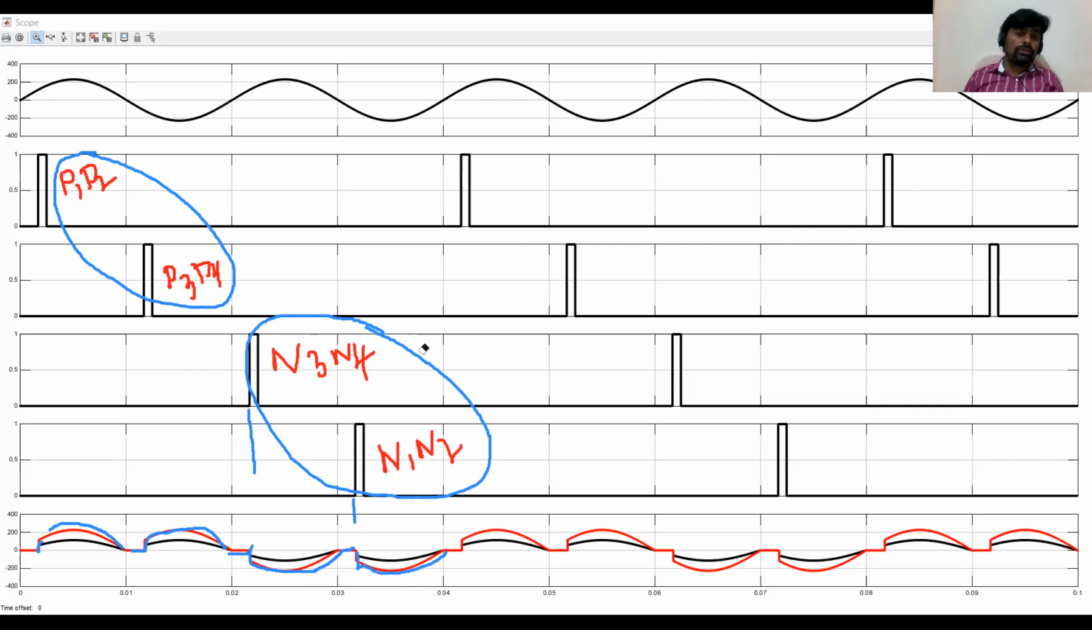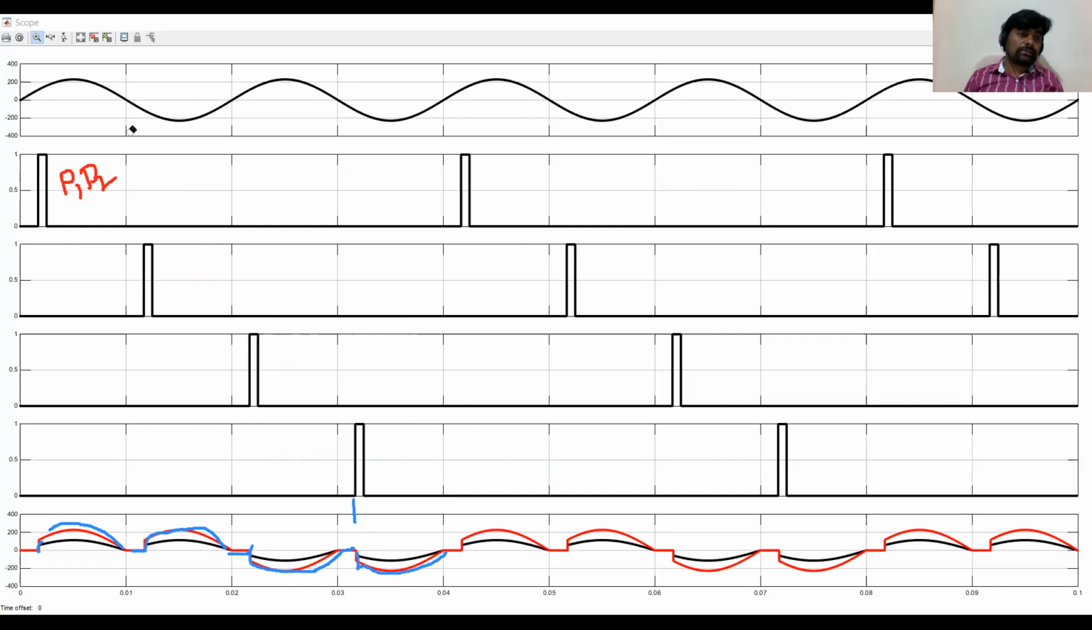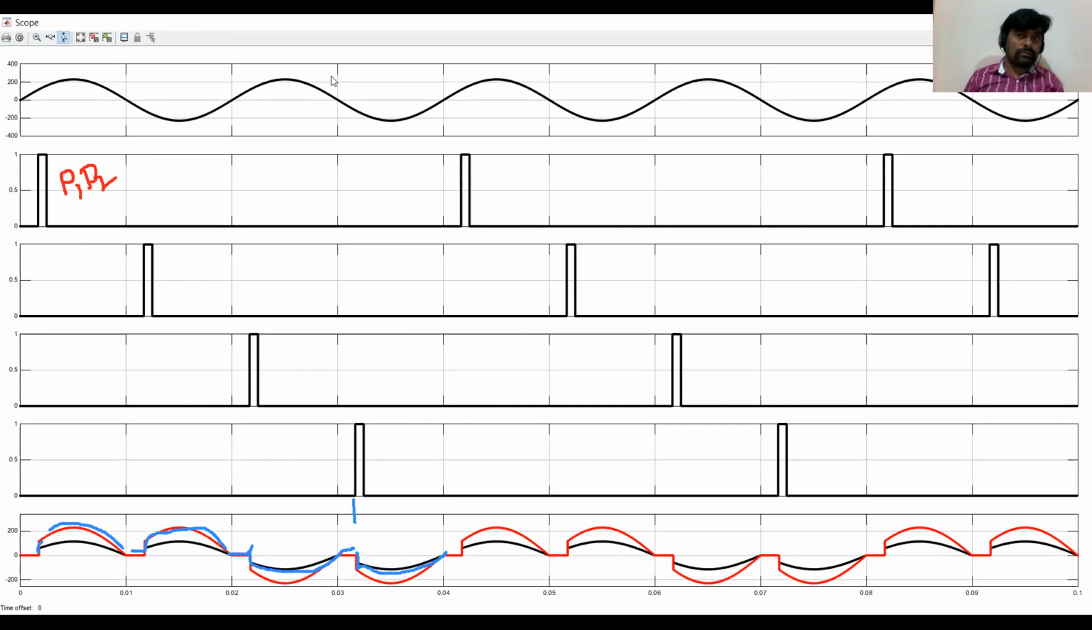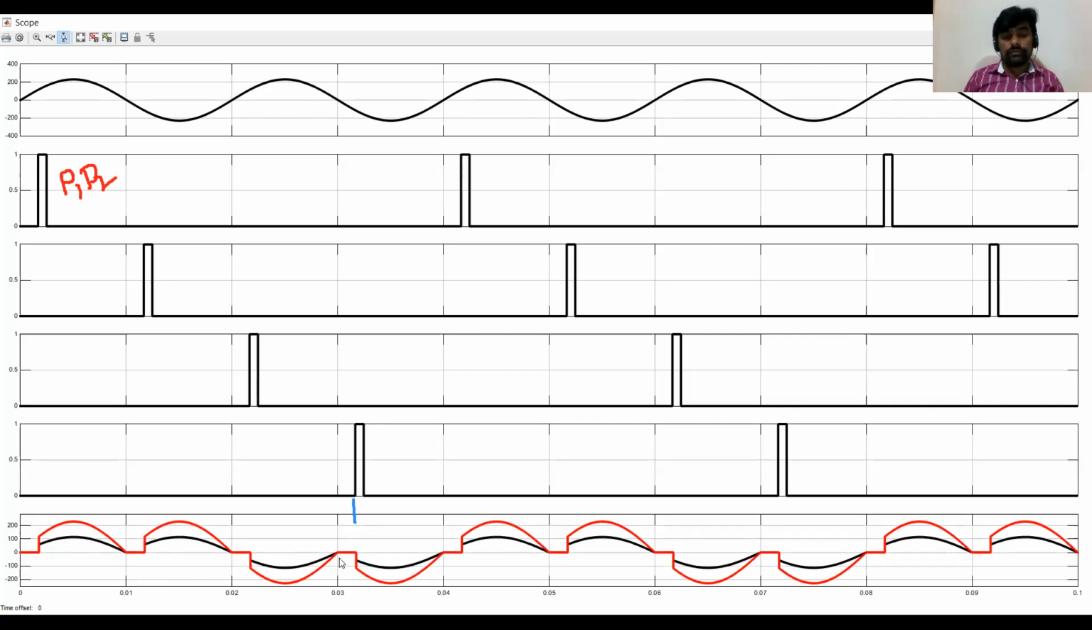And due to resistive load, the current and the voltage are in phase, right? That you can see here easily, where red color is for the voltage wave shape and black color is for the current wave shape, where you can see the voltage and current are in phase.